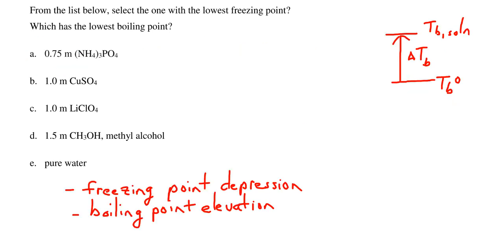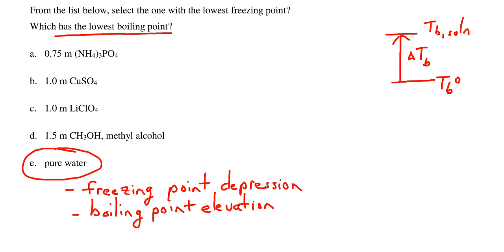All right, the second part of this question is asking which has the lowest boiling point. This question is presumably dealing with boiling point elevation, the concept that the boiling point of a pure solvent is going to be increased by an amount delta TB when you have substances dissolved in that solvent. In this problem we're asking for the lowest boiling point out of all of these, so of course the answer is going to be pure water.